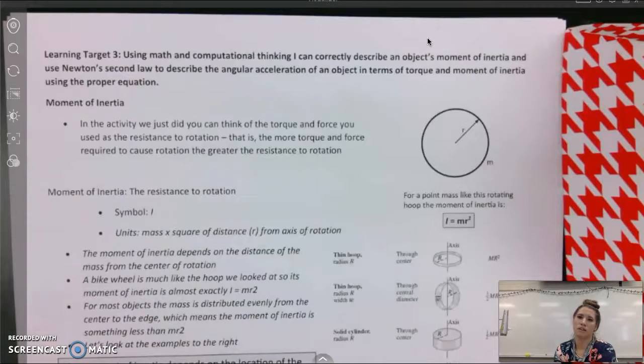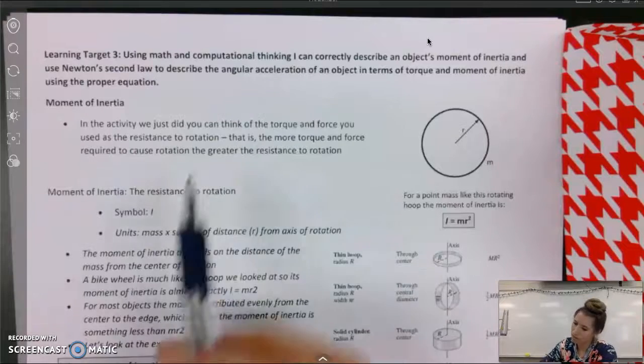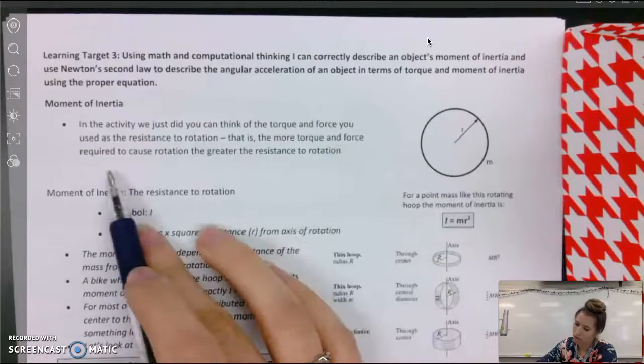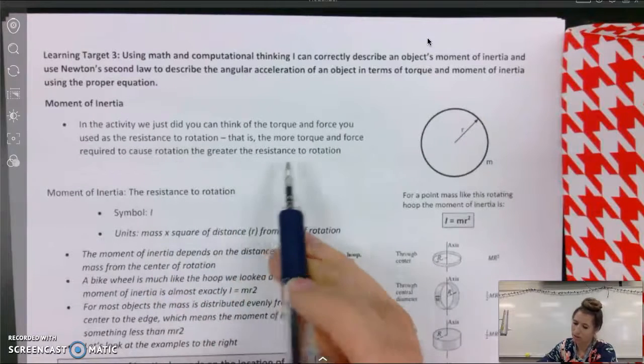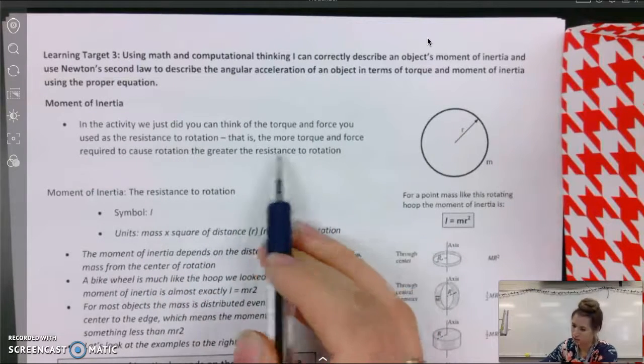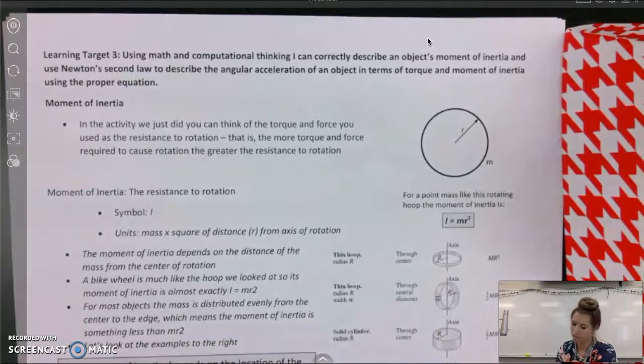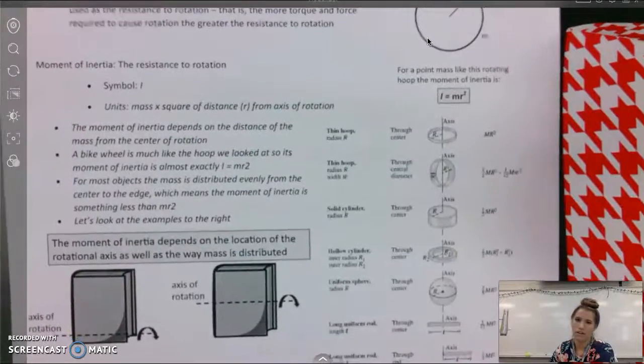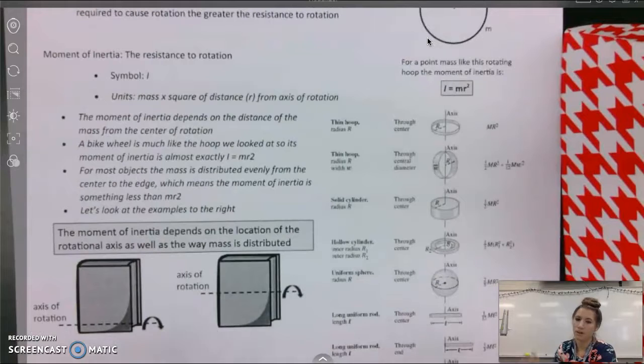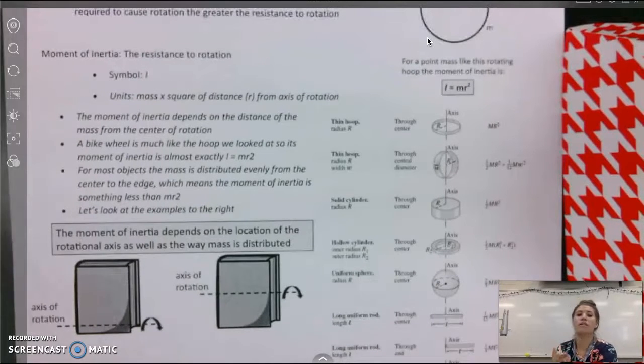It's resisting rotation. The more torque and force required to cause rotation, the greater the resistance to that rotation, and that resistance we call moment of inertia. Now, we're not going to use equations. We just need to have a conceptual understanding of moment of inertia.